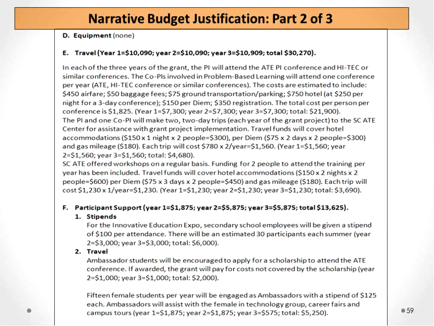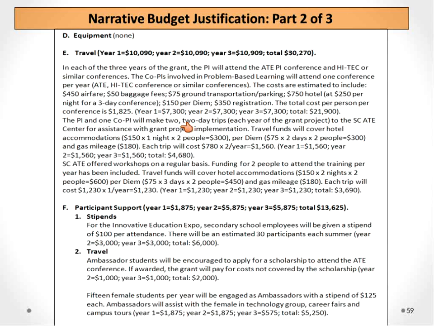Now just a couple of other pages of the narrative. You'll notice the travel. They summarize the amounts for each year at the top, and then if you go down in here, all these details show you've really done your homework. Airfare, baggage fees, ground transportation, hotel, per diem, registration costs, whatever is going to be involved in those travel expenses has been carefully outlined. The person that sees this explanation is going to know that you've really given this some thought.